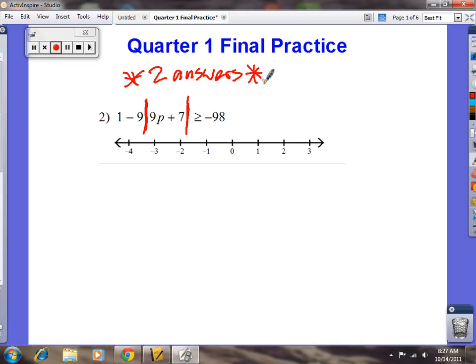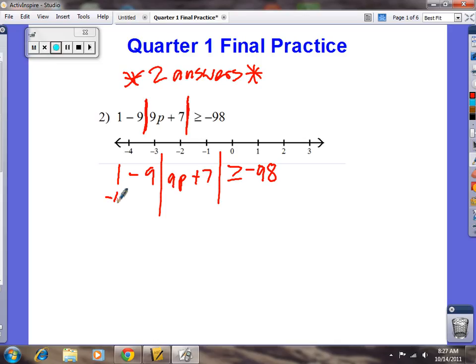Now, this distance is greater than or equal to a negative 98, but there's stuff outside of the distance. So you want to get rid of this stuff first. Do you get rid of the 1 or do you get rid of the minus 9? You get rid of the 1. So let me copy this down here. 1 minus 9 times the absolute value of 9p plus 7 greater than or equal to negative 98. Okay, get rid of the 1 first.